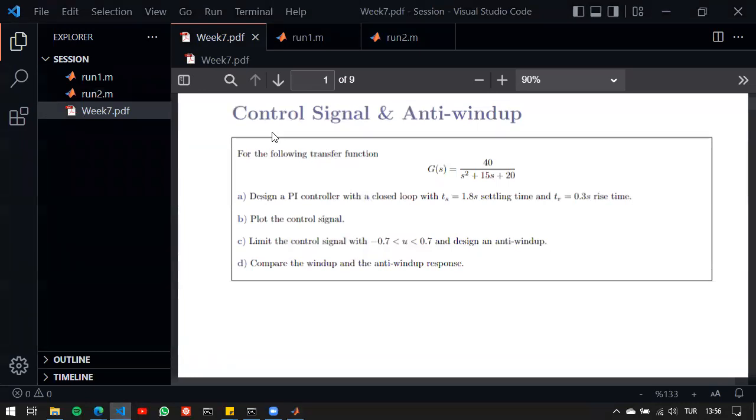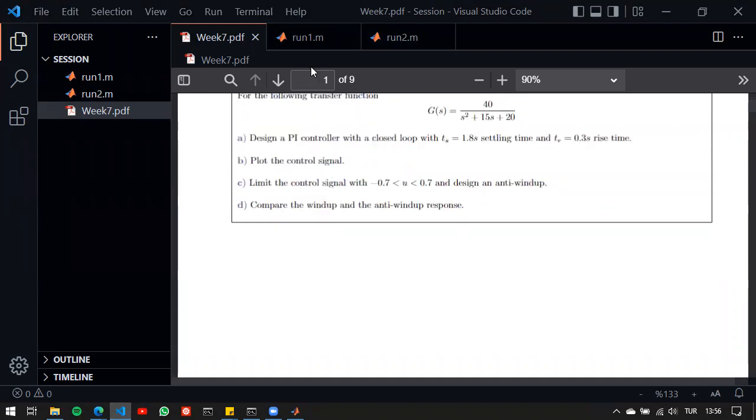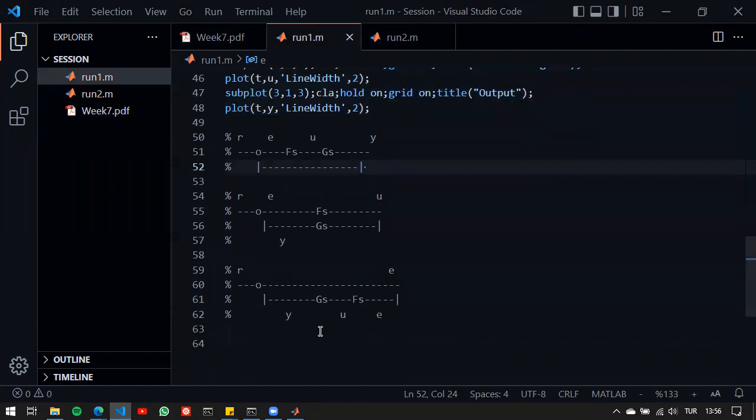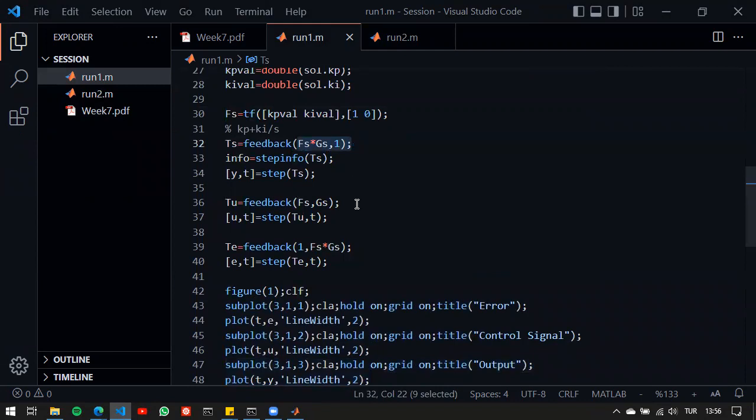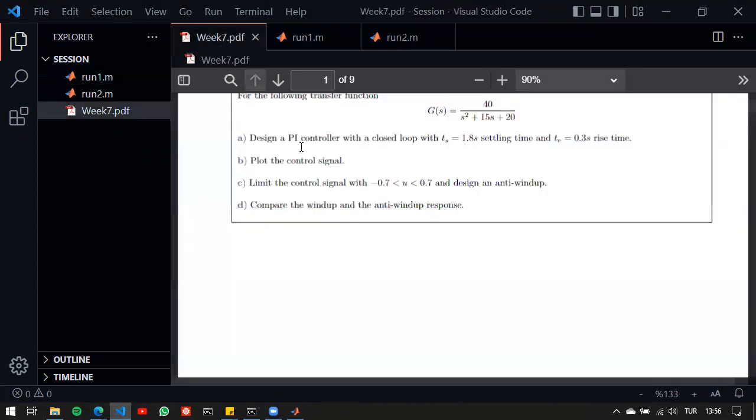Now, to conclude, we did design a PI controller for settling time 1.8 seconds and rise time 0.3. We've looked at the control signal, and we've seen that we can use the manipulation of the block diagram in order to look for the transfer functions that will give us the control signal, the error signal, or the output. So these 3 transfer functions are really important. Note that. We've also seen that we might need to limit the control signal with certain upper and lower bounds. We did that exactly here.